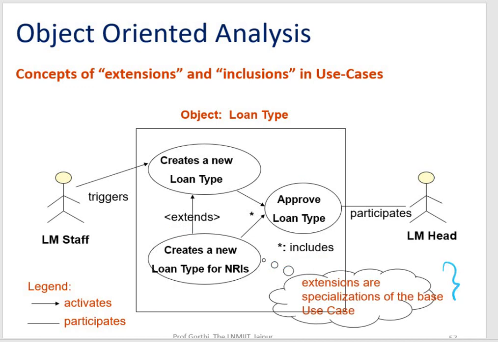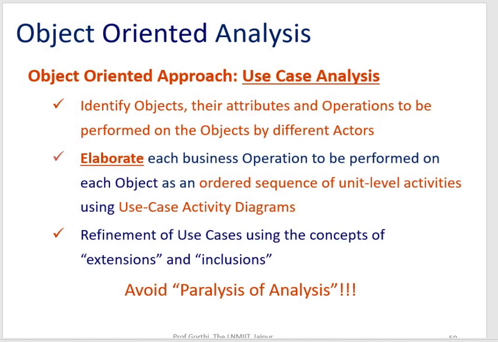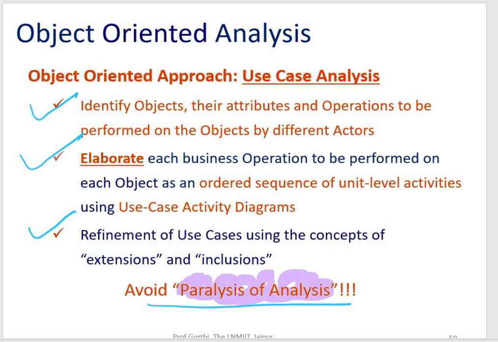So what we have is same one triggers, creates a loan type, creates a new loan type for NRIs, approve a loan type, right, and participation is going on. What I have done is I went for an extension and this asterisk is like includes approve loan type. Now extensions are specializations of the base use case, and your inclusions are proper subset of the base use case.